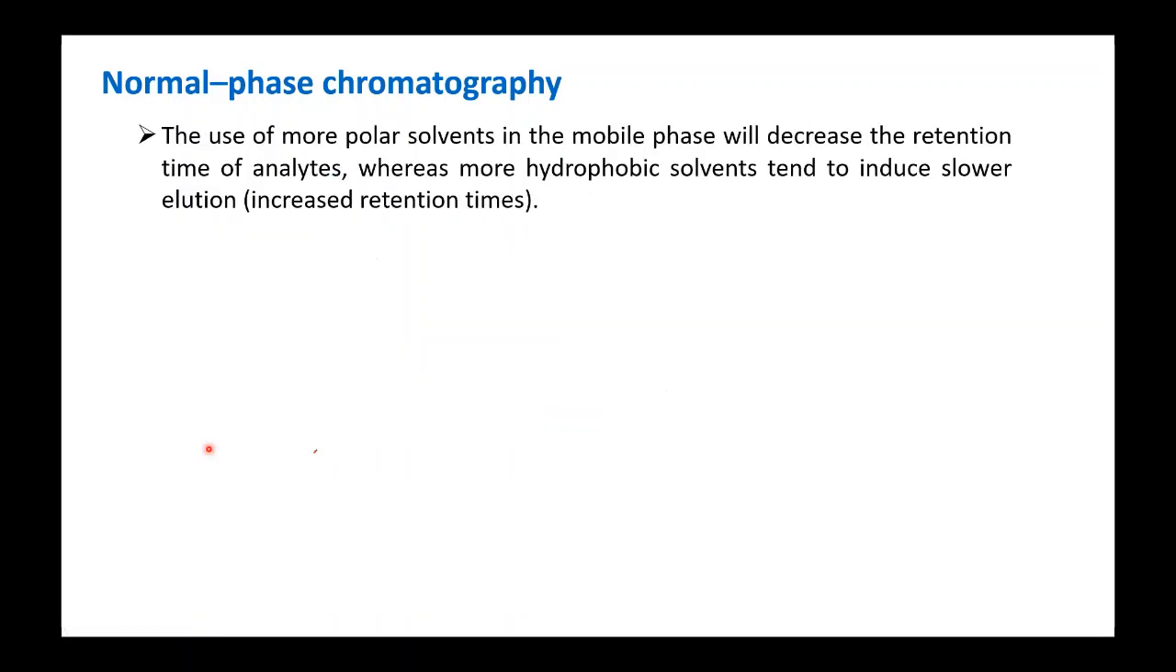Now the use of more polar solvents in the mobile phase will decrease the retention time of the analyte. So if you use more polar solvent, that will help the compound to move faster. The polar compound will be moving faster. That means your retention time, meaning the time at which it shows the peak of its appearance, will be less. So the retention time will be decreasing.